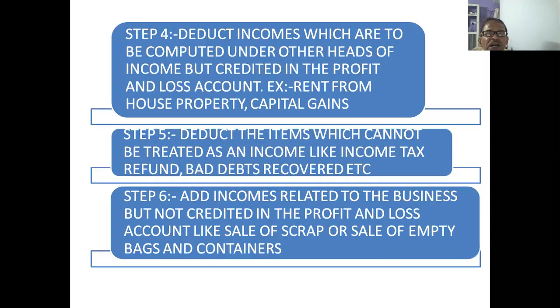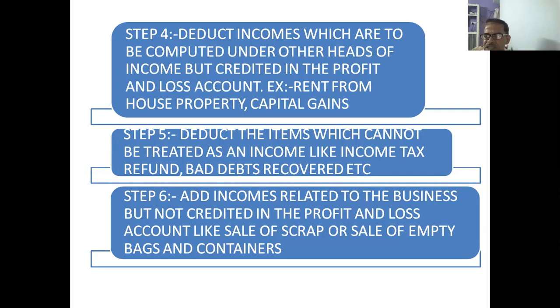This is step 3. Now, step 4: deduct incomes which are to be computed under other heads of income but credited in the P&L account. For example, rent from house property, capital gain. There are some incomes which don't come under the business head; they come under other heads. For example, in a P&L account on the credit side, you may see rent from house property. That is not a business income. So you have to deduct those incomes, like income from capital gain. That is not a business income. If it is there in the P&L account on the credit side, you have to deduct it. This is step 4.